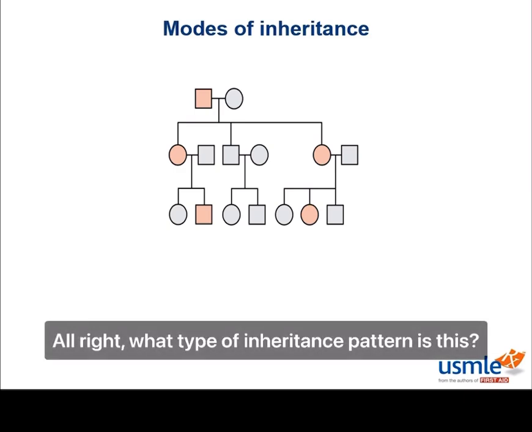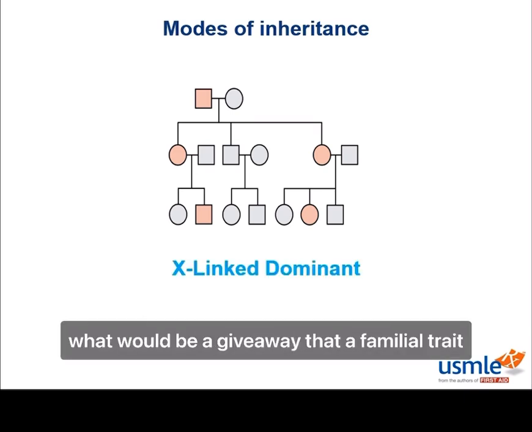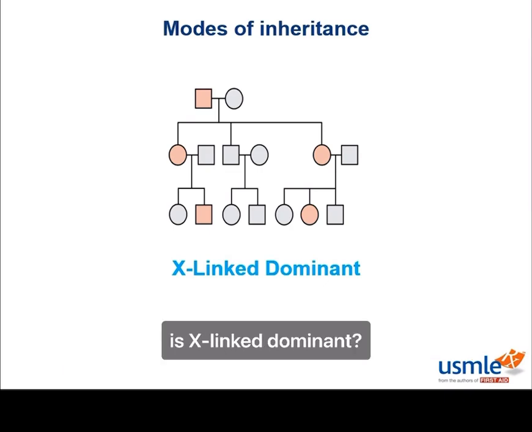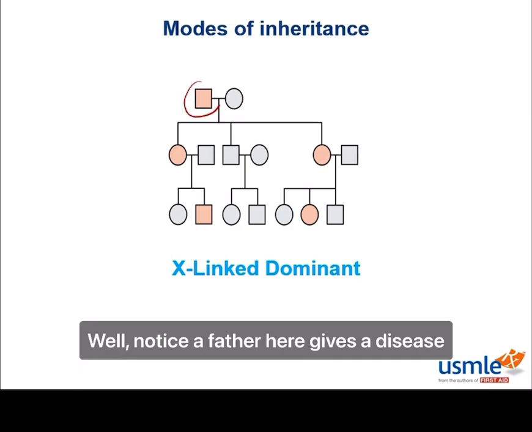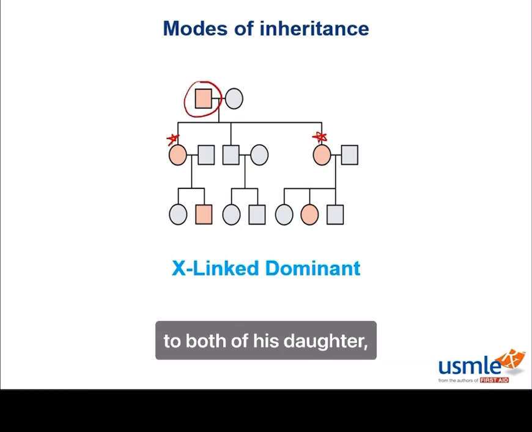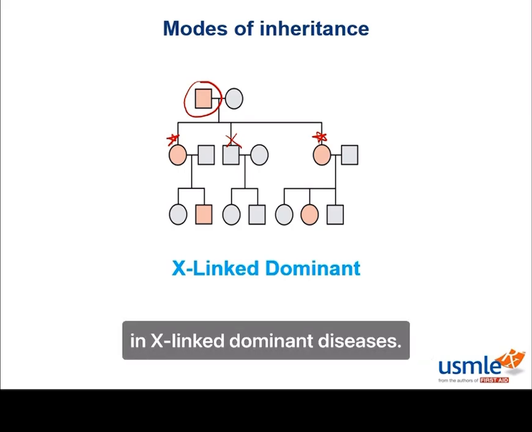Alright, what type of inheritance pattern is this? It's an X-linked dominant pattern. So looking at this pedigree, what would be a giveaway that a familial trait is X-linked dominant? Well, notice the father here gives the disease to both of his daughters, but did not give the disease to his son. That's a main characteristic to know in X-linked dominant diseases.